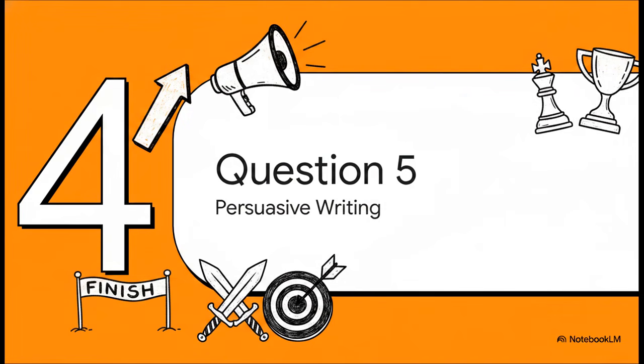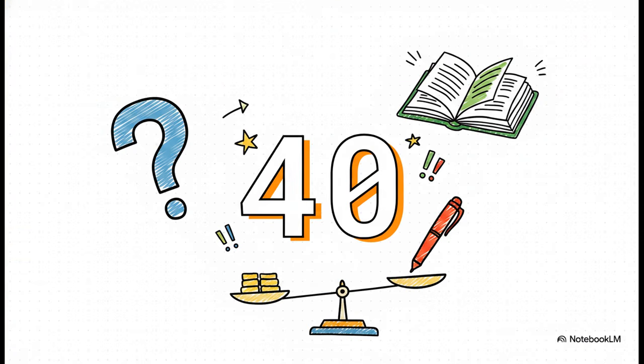Finally, we reach Section B. Question 5. Persuasive writing. Make no mistake, this is the make or break moment of the entire exam. Everything comes down to this. 40 marks. Just let that sink in for a second. This single question is worth 40 marks. That is literally half of your entire paper's grade resting on one single piece of writing.